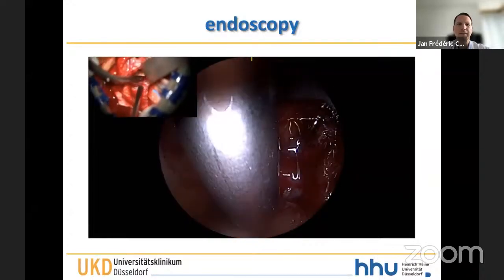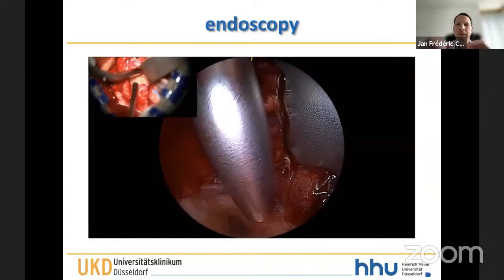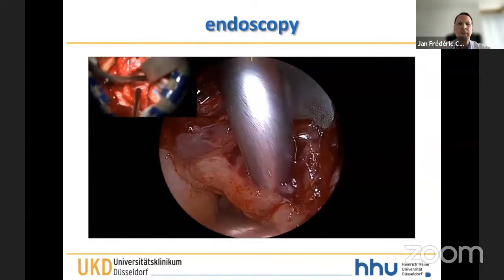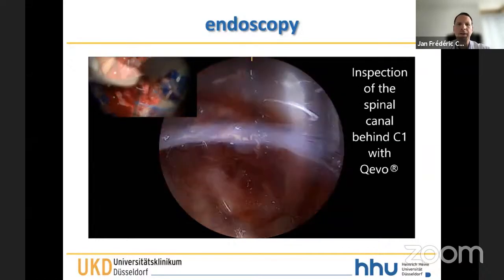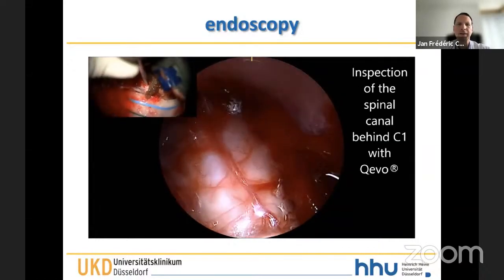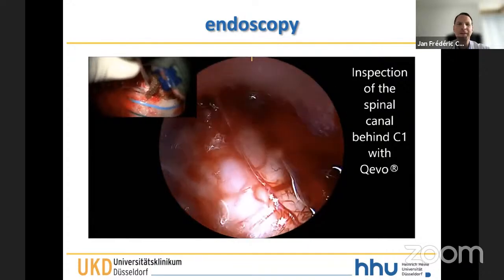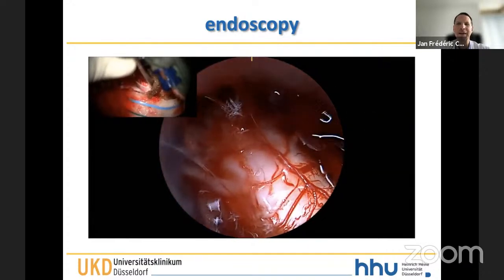So I think this is very helpful if you want to avoid too massive lateral retraction during all the time of resection. And this is a look, you even have the possibility to have a look downward along the spinal cord.